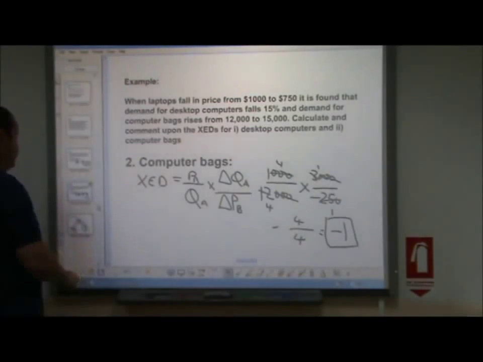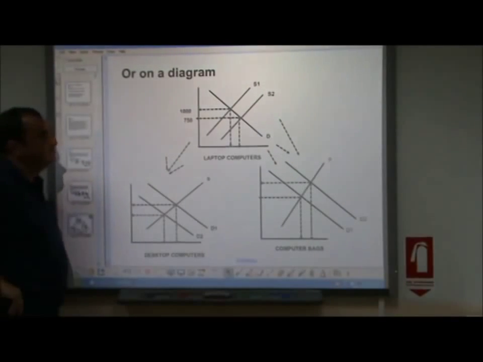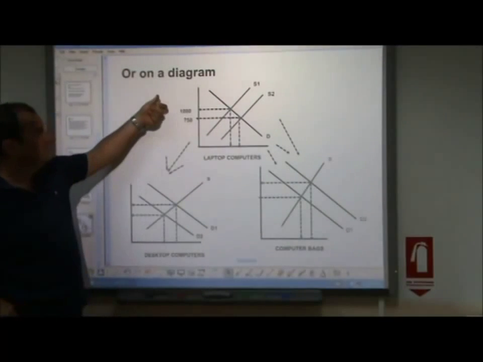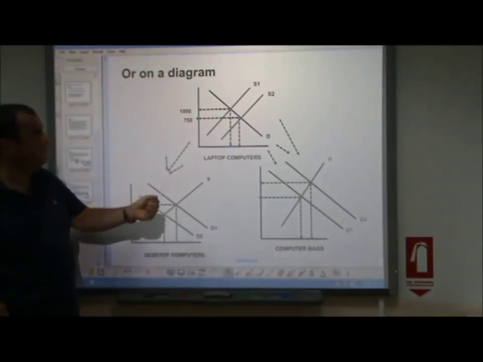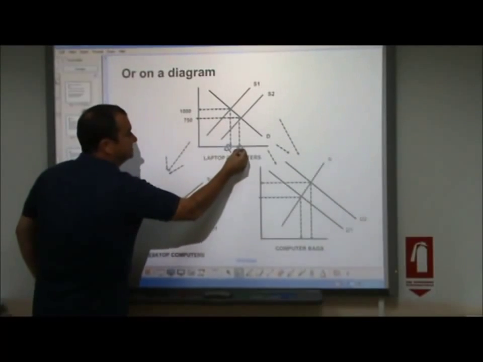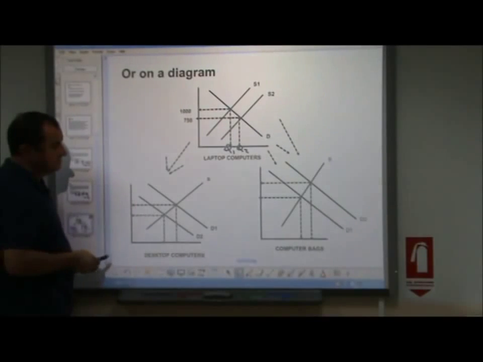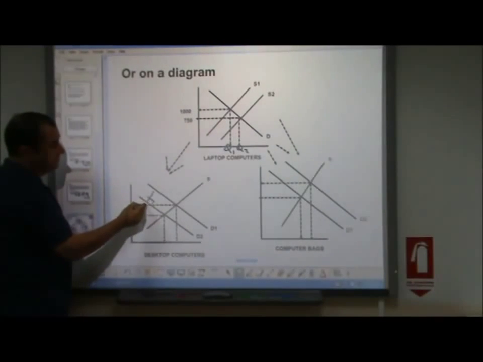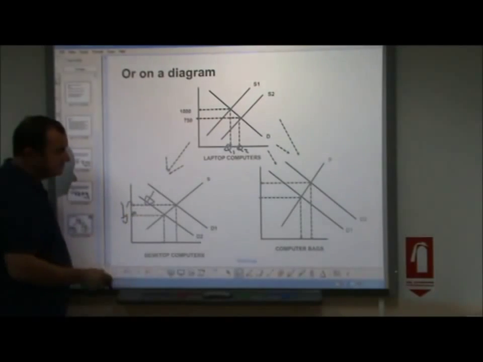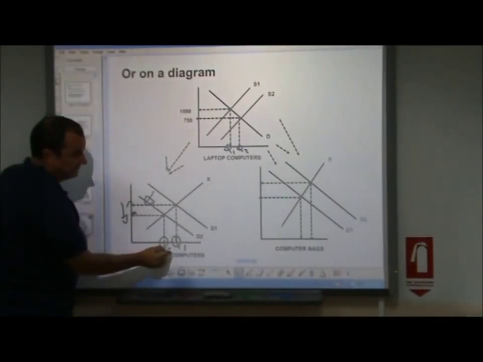Okay, so another way we can show that information is by a diagram. The laptop computers fell in price. I've shown that by a drop in the supply curve here. Lowering the price, it fell from 1,000 to 750, and the demand rose from Q1 to Q2. Now what that led to in two separate markets was, in desktop computers, a fall in the demand for desktop computers, and the price must have fallen. We're not interested in the price of desktop computers, but we are interested to see that the quantity fell.